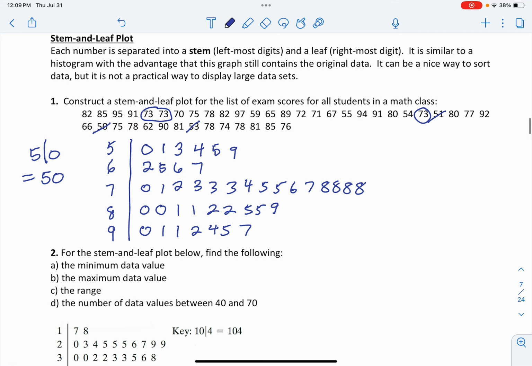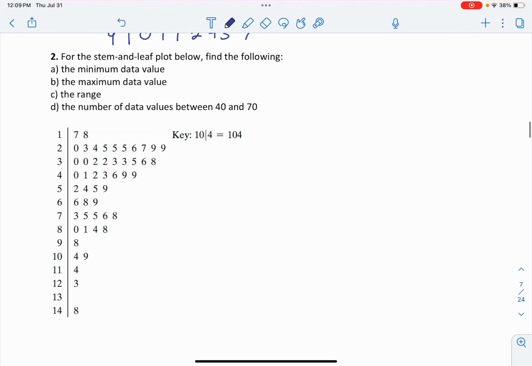Okay, here's one that's already been generated, and then we have a few questions to answer. So we have a key, so we know that the right is the ones place. The key is 10 line 4, 104. Okay. So what's the minimum data value? Our minimum data value will be the very first, the 1 and 7, so that will be 17. The maximum data value, if we go all the way to the end, we got that 148.